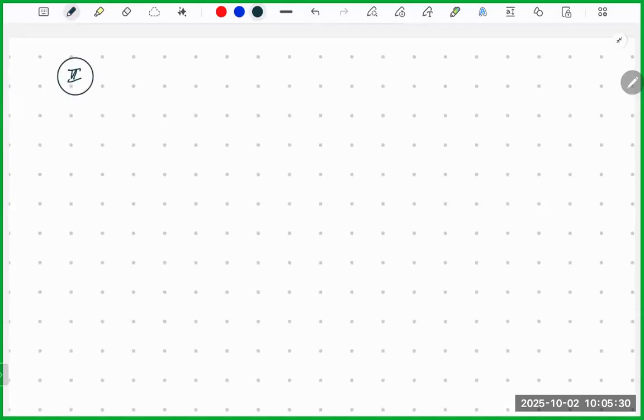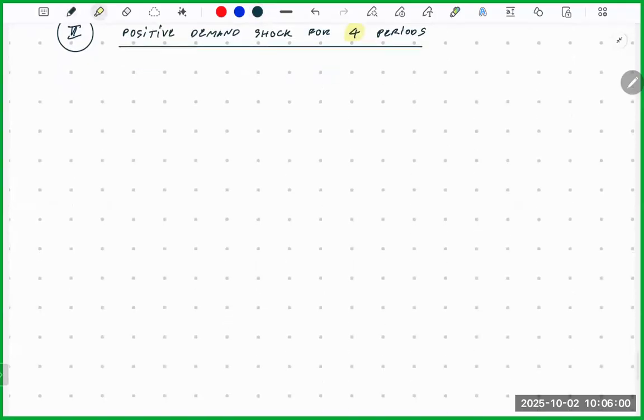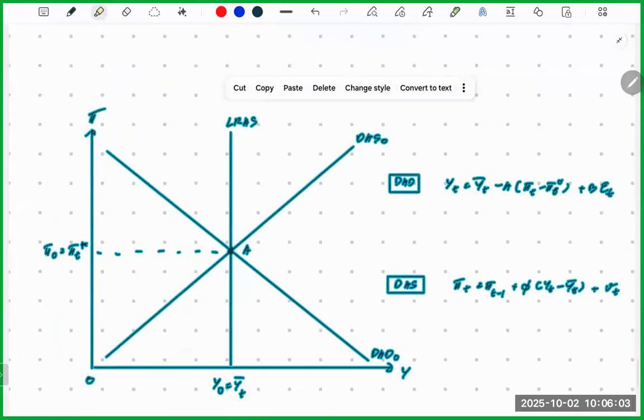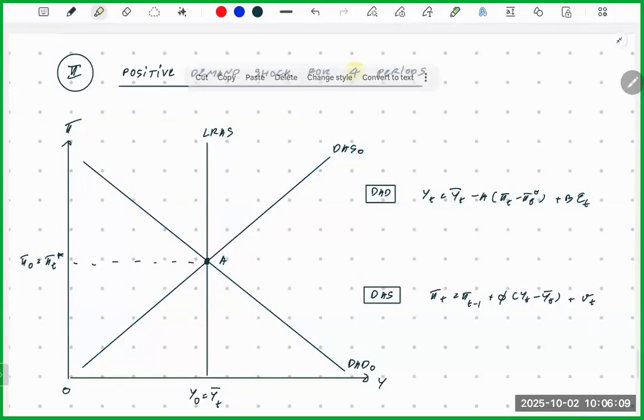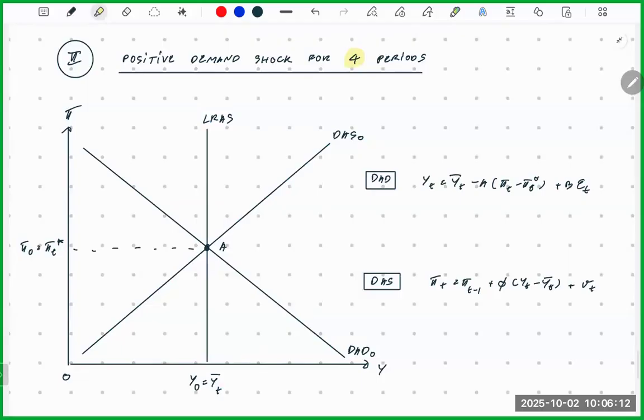Case number 2. If we have a positive demand shock for 4 periods, how is it going to be? This one you can think about.